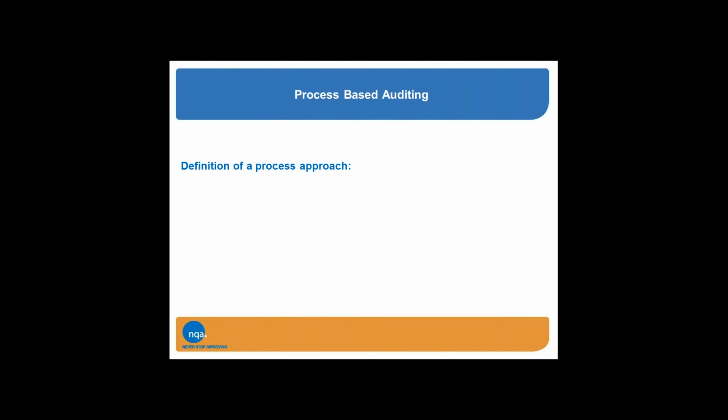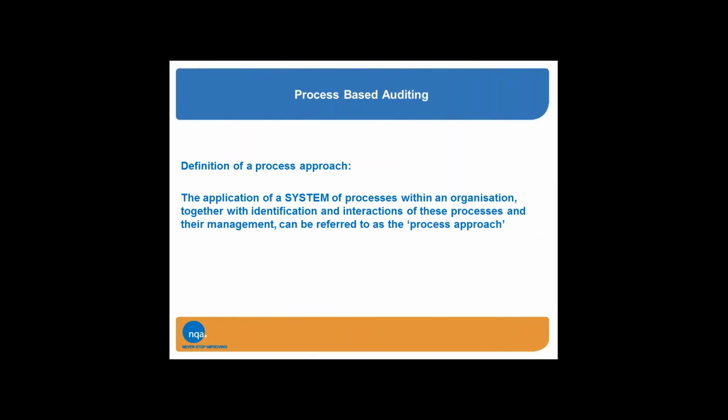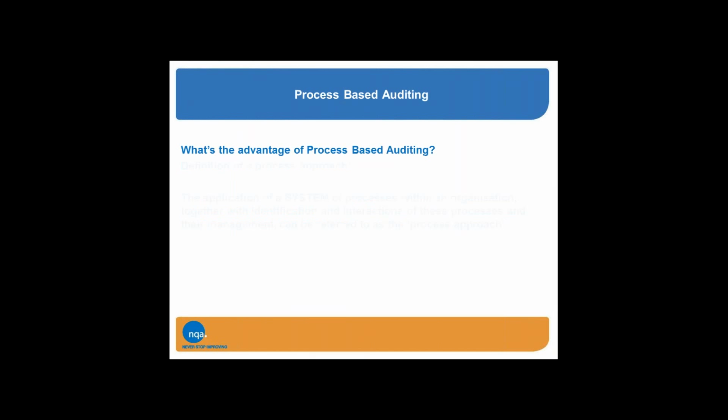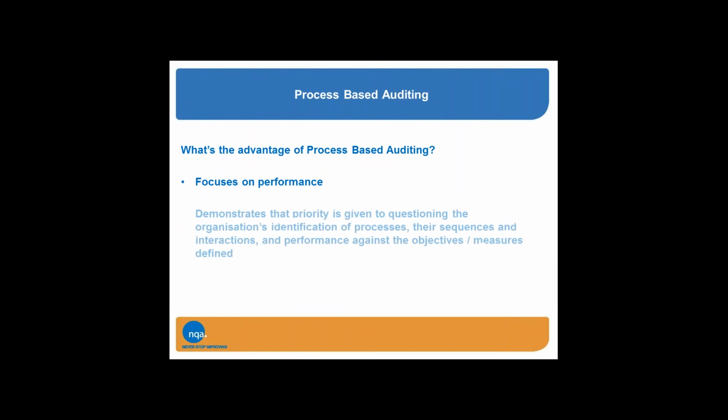So the definition of the process approach is the application of a system of processes within an organisation, together with identification and interactions of these processes and their management, can be referred to as the process approach. And the advantages of process-based auditing are that it focuses on performance, which is key to this being effective. It demonstrates that priority is given to the questioning of the organisation's identification of processes, their sequence and interactions, and performance against the objectives and measures that have been defined.